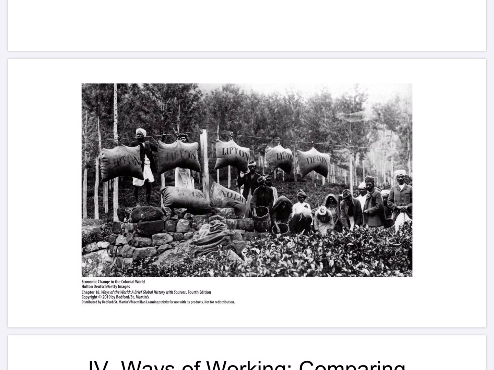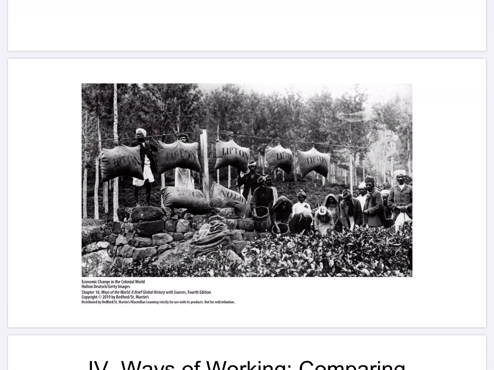These workers on a Ceylon tea plantation in the early 20th century are moving sacks of tea into a drying house in preparation for export. The Lipton label on the bags is a reminder of the role of large-scale foreign investment in the economic transformations of the colonial era. So using evidence from the image, explain how imperialism changed traditional crop cultivation.